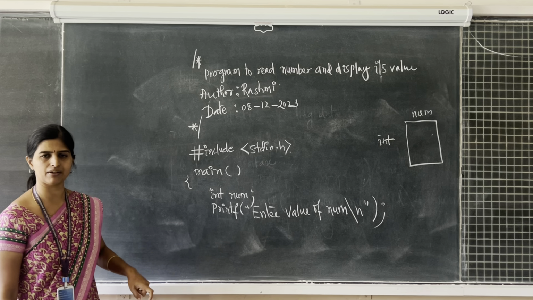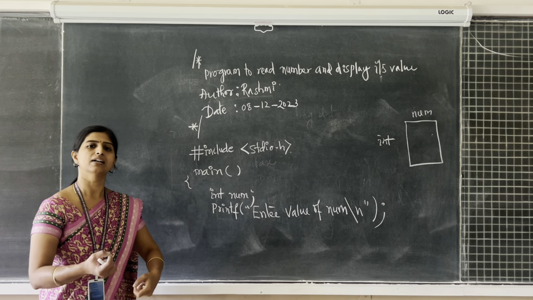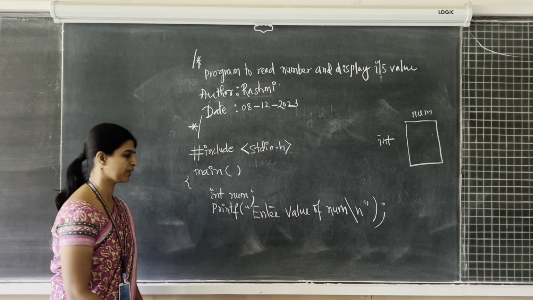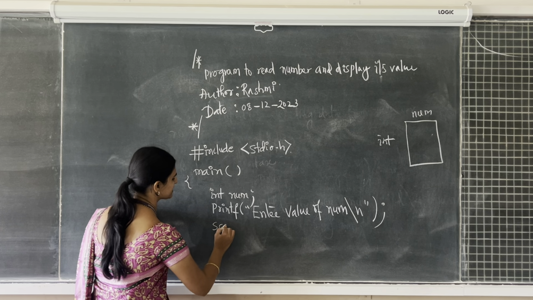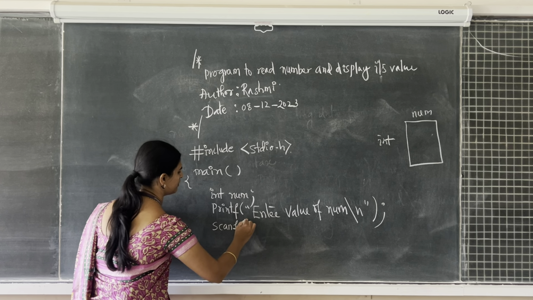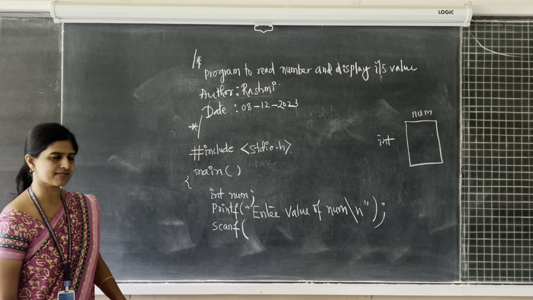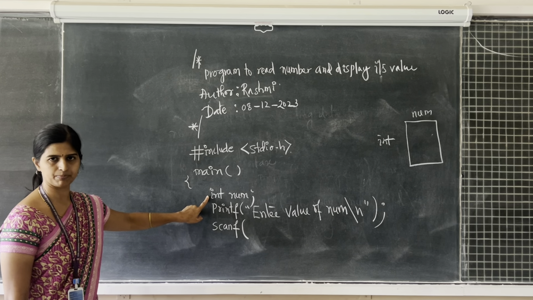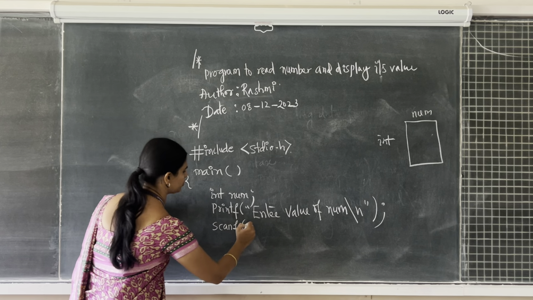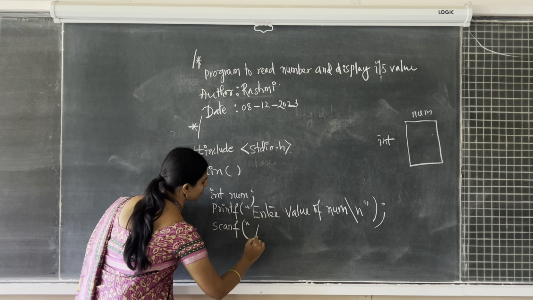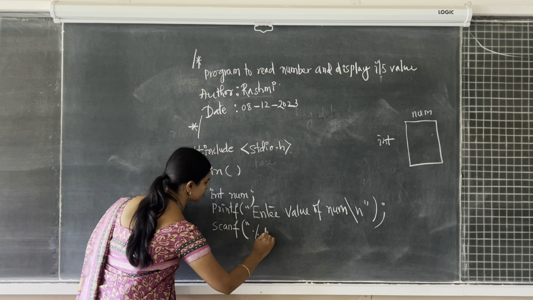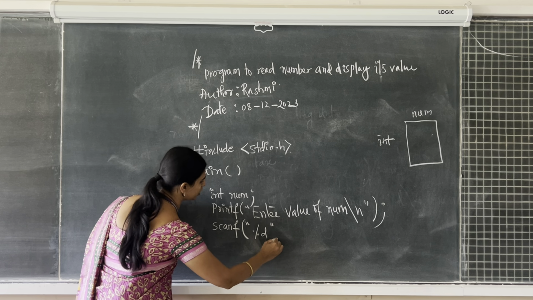After writing printf, you need to take the value entered from the user. For that I am making use of the scanf function. scanf, then open the parenthesis. Now I am reading an integer data type variable value, so you need to start with the double quote. The format specifier for int is %d, double quote, complete, comma.